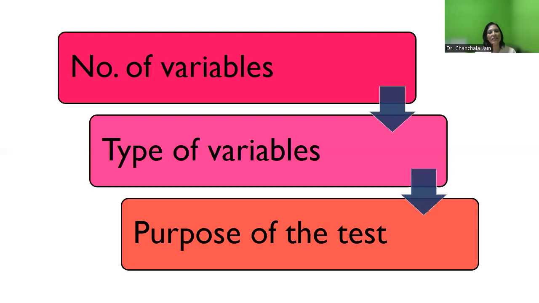For that purpose, we need the answers to three questions. First, how many variables do we have? Then, what is the type of the variables? And then, what is the purpose of the test, or which type of hypothesis have we formulated? If we can answer these three questions, it is quite easy to understand which statistical tool or test we need to opt for.